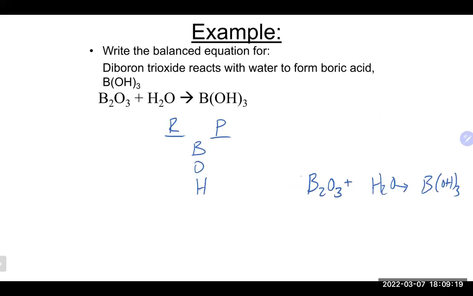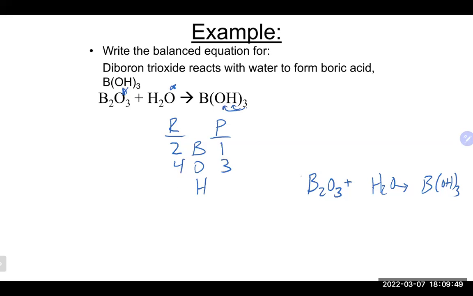Do our table here to begin with. On the left-hand side, there are two borons. On the right-hand side, there is one. Left-hand side, in terms of oxygen, we have three here and one more here, which gives us four. Now, in terms of the oxygen on the right-hand side, we do need to take this three and distribute it to both of the guys that are inside the parentheses. So that would give us three oxygens there.